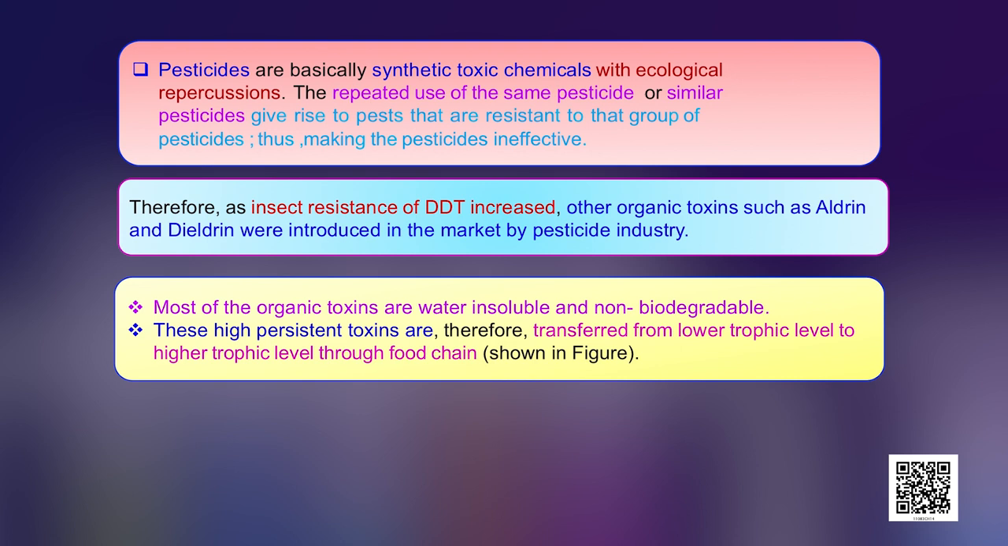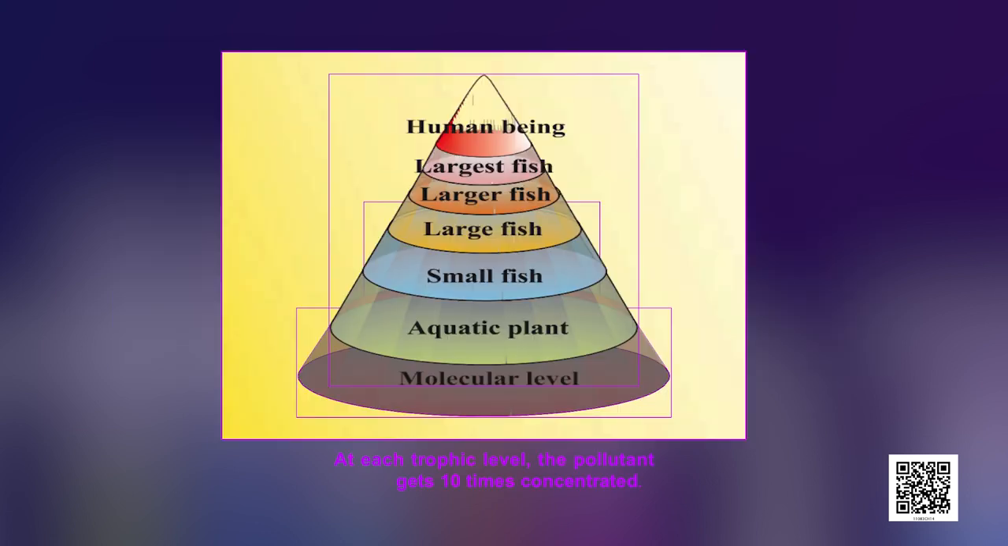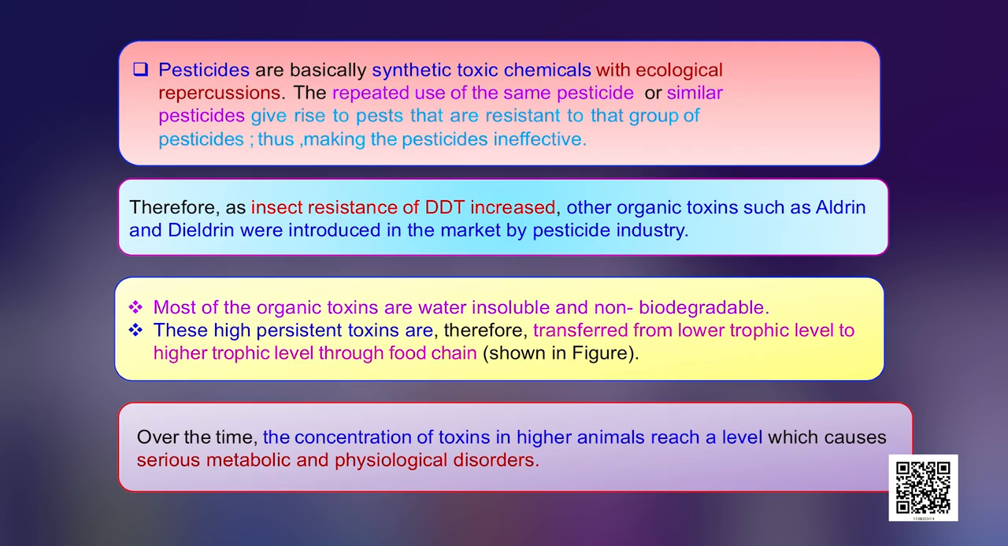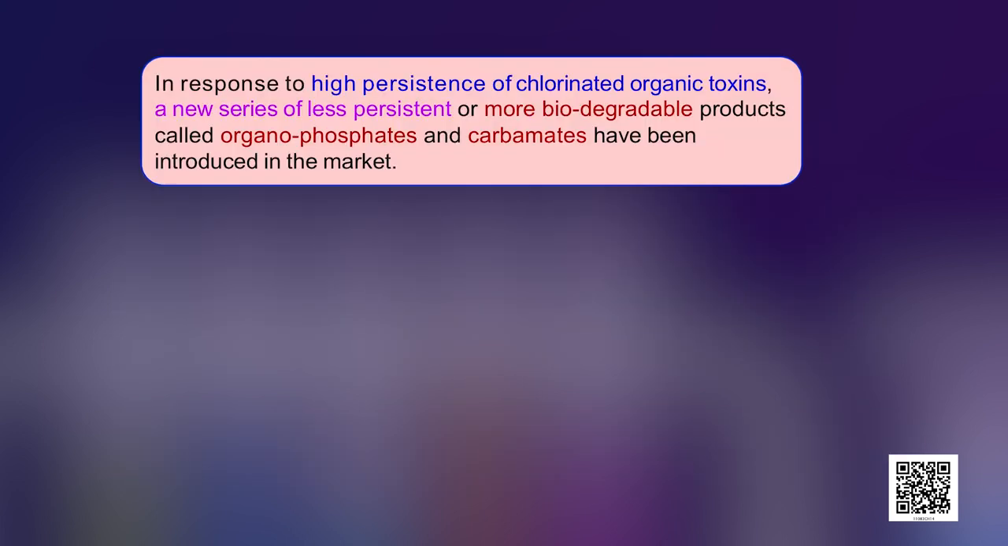These high persistent toxins are therefore transferred from lower trophic level to the higher trophic level through the food chain. And this is shown in the figure where you can see that humans are at the top of this trophic chain and are getting more and more of these pesticides through their food chain. Over the time, the concentration of toxins in the higher animals reach a level which causes serious metabolic and physiological disorders.